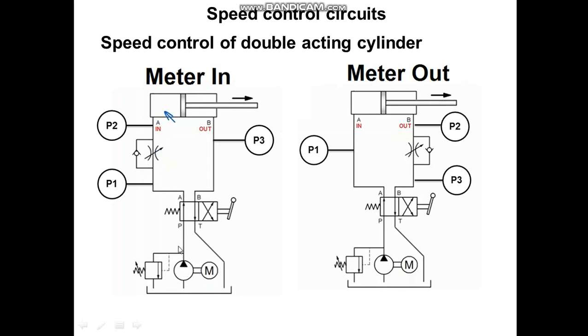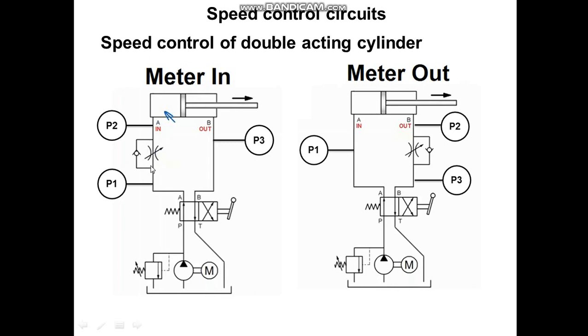Because for extension stroke, you can see over here, liquid which is delivered by pump will go to P to A, and from A it will come to this point. Now here there are two ways. One is from this check valve and another one is from the flow control valve. So from flow control valve, liquid will pass through blank end. It will not pass through this check valve, because direction flow from this direction to this direction is restricted.